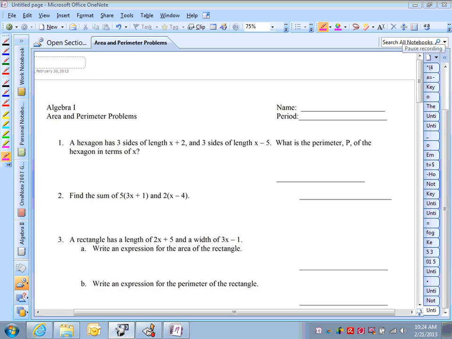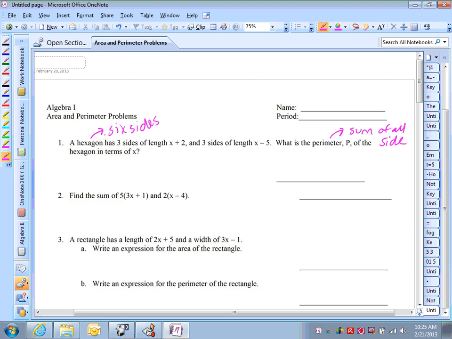So on problem 1, it says we have a hexagon, and it has 3 sides with length x plus 2 and 3 sides of length x minus 5. And they want to know what the perimeter of the hexagon is in terms of x. First thing we need to know is a hexagon has 6 sides. And we need to also know that the perimeter is the sum of all sides.